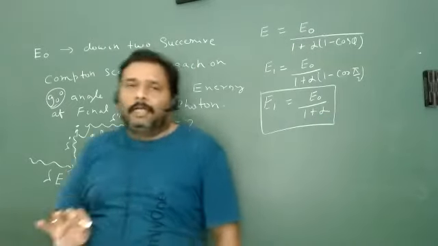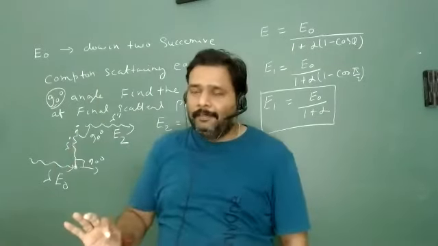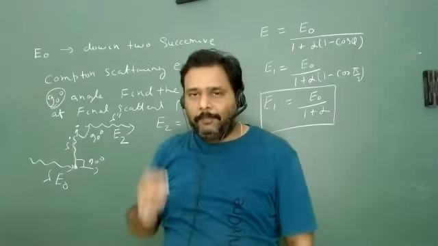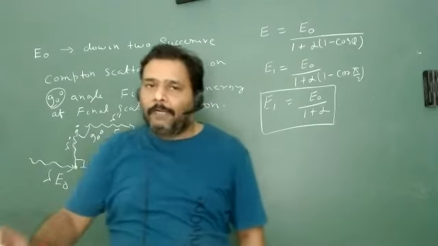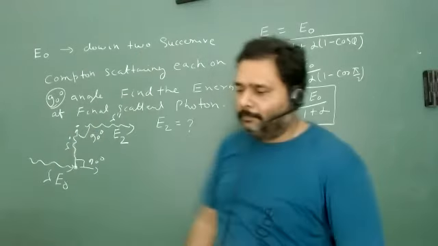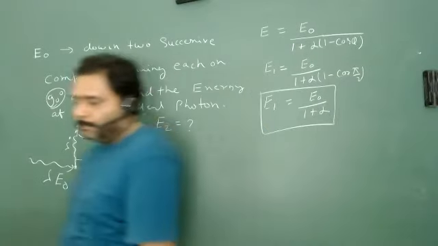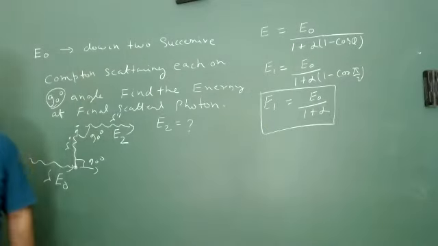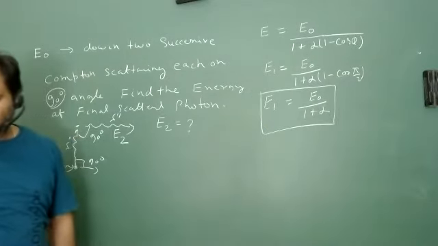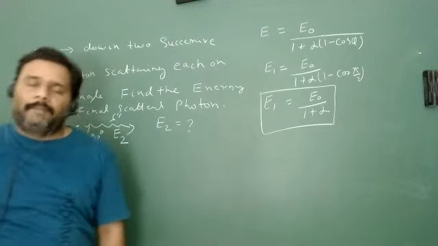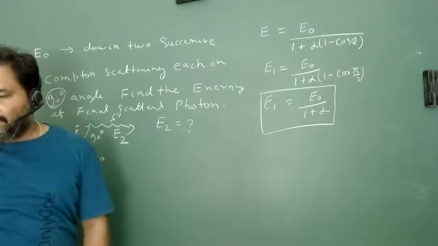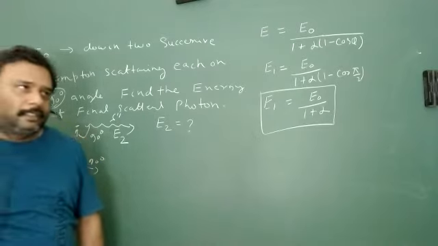Now I am giving you 30 seconds. Don't talk and don't give me any answer. Just write what will be the expression of E2, and then you will match it. I told you not to say it aloud. Write it down and keep it with you.